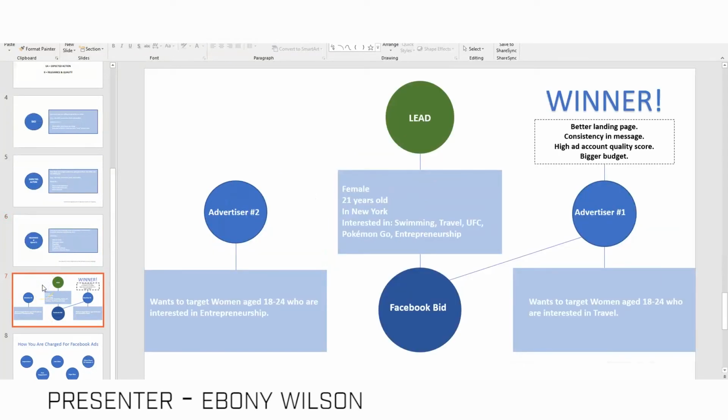And again, back to this, what determined advertiser 1 is the winner here over advertiser 2, even though they were both targeting the same person or the same type of person. One was targeting for travel, one was targeting for entrepreneurship, two totally separate interests, but there were enough similarities here that Facebook rewarded advertiser 1, who had the better landing page, who had a consistent message, and had a better ad account quality score and the bigger budget. So remember that each one of these little factors contributes to how well your scores run, and it's just the algorithm of Facebook. There's no, I guess, real rhyme or reason to it, but it's how Facebook determines who is going to be the winner, essentially, of that particular bid.